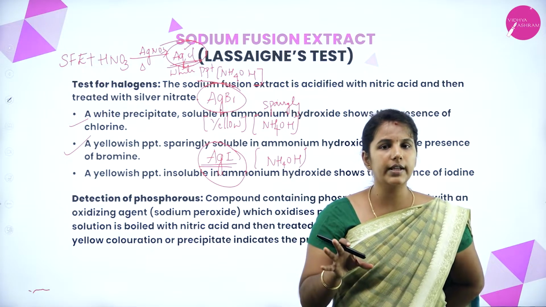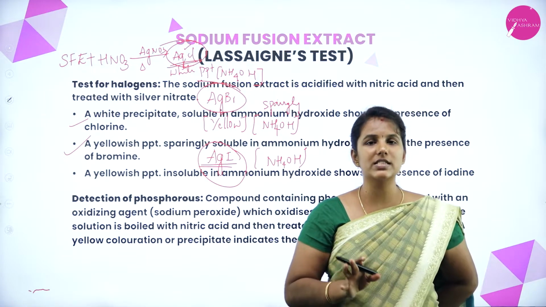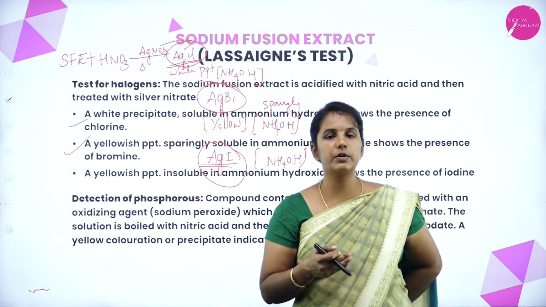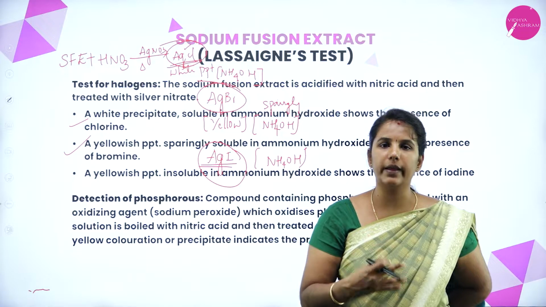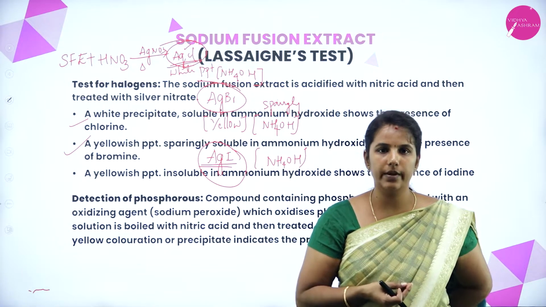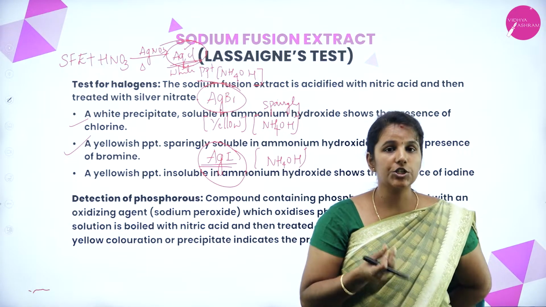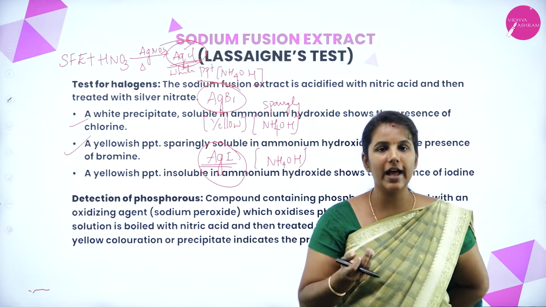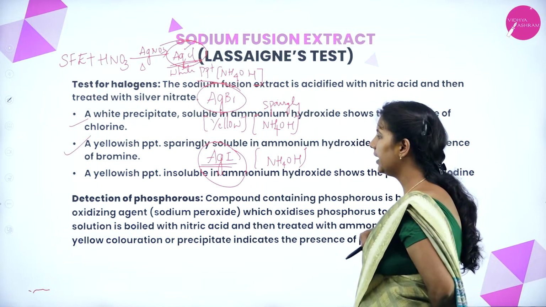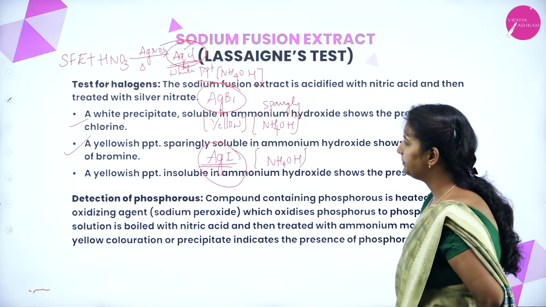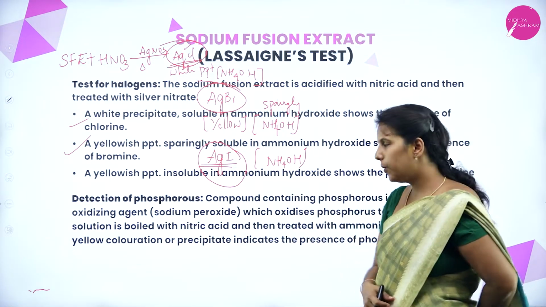So you will come to know which precipitate is going to dissolve, which precipitate is going to be insoluble, or which precipitate is going to be sparingly soluble. Like this, the detection of halogen is also done by using sodium fusion extract. Okay. Next we have the detection of phosphorus.